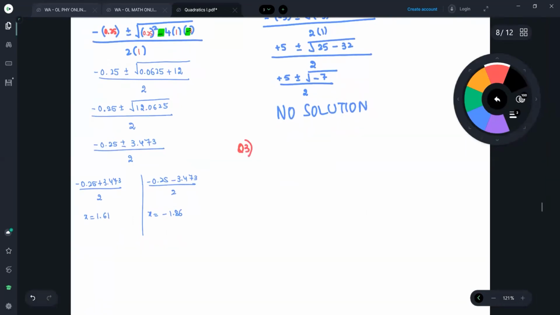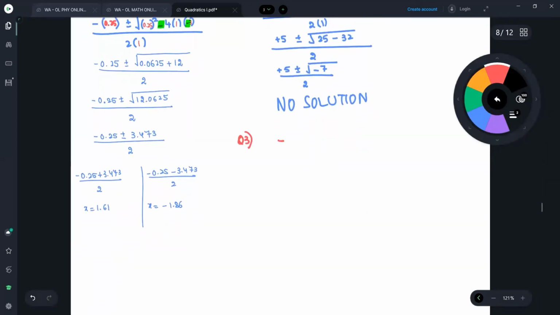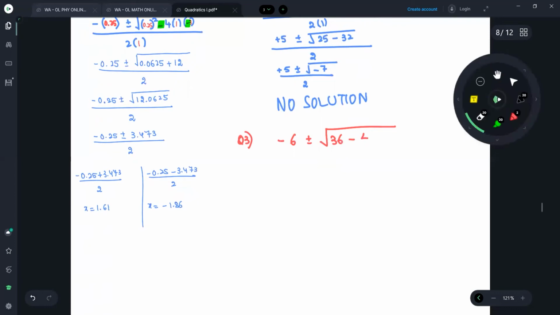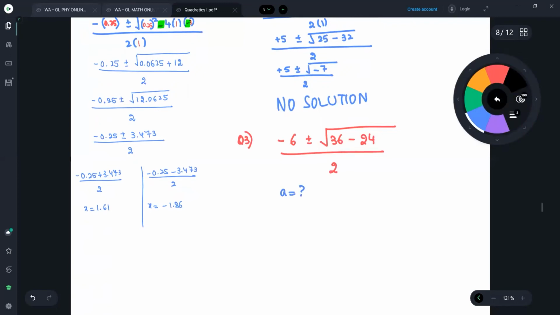Okay, question number 3. If I write down, it is minus 6 plus minus square root of 36 minus 24, over 2. This is what is given to you, and the teacher asks you what is the value for A, what is the value for B, what is the value for C. Anybody could do this for me? A would be 1.